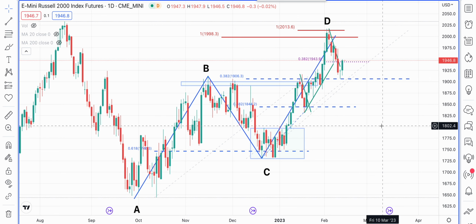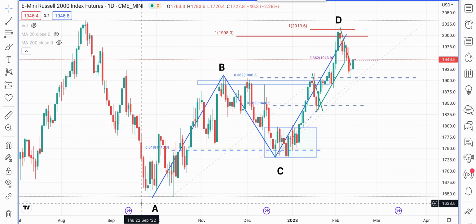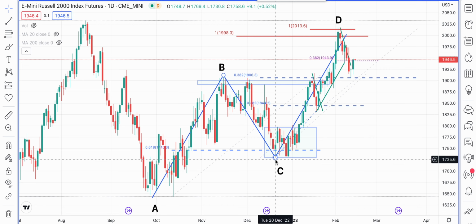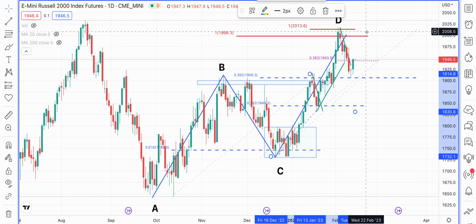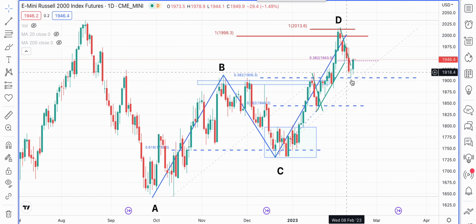Okay, so in the Russell 2000, the patterns are quite clear actually, and what we can see is we had a really nice, beautiful ABCD pattern pretty much to the top tick here, and we had a smaller ABCD which took us, yeah, exactly to the top tick, pretty much there. And then we have had a nice pullback.